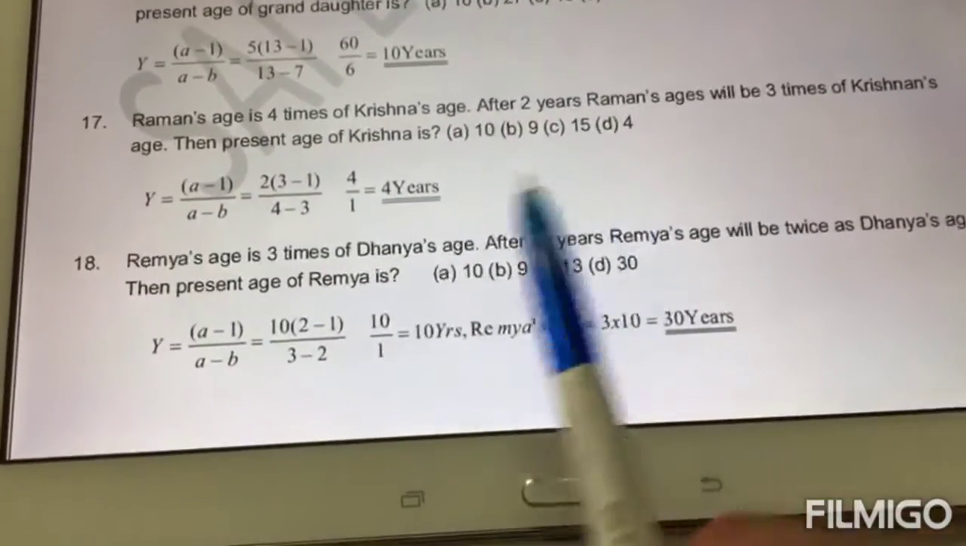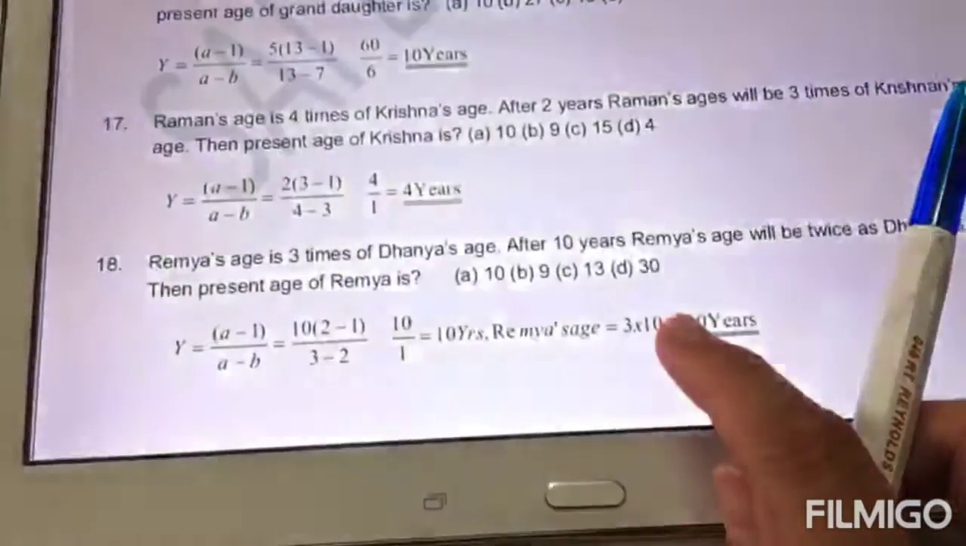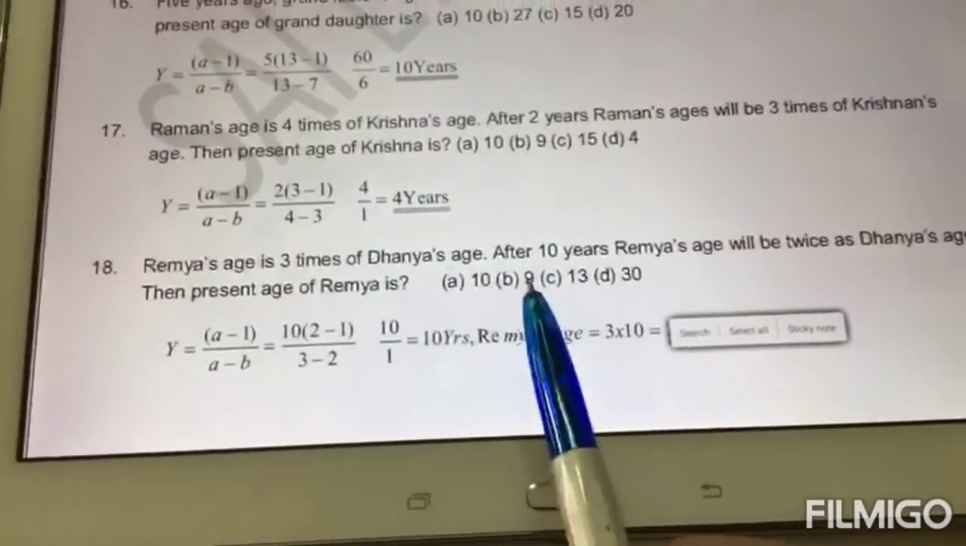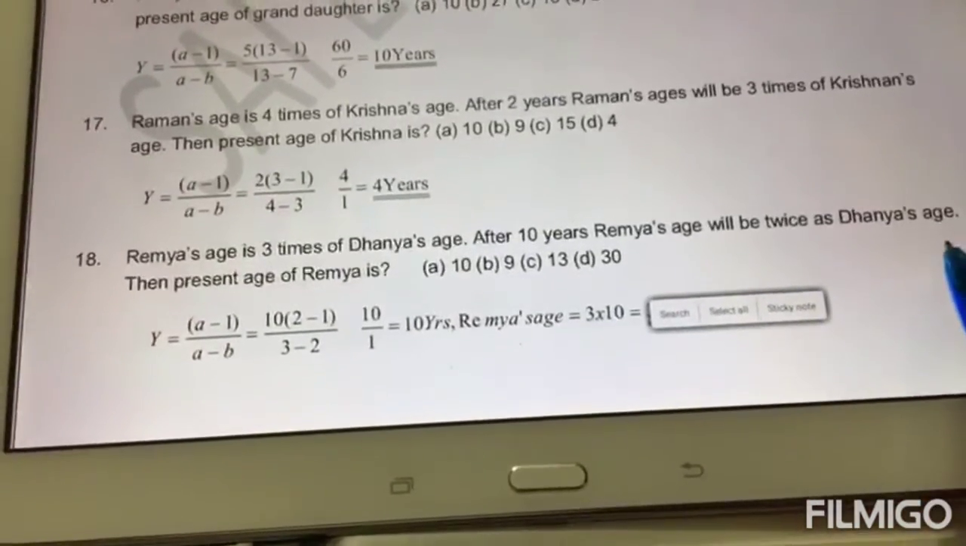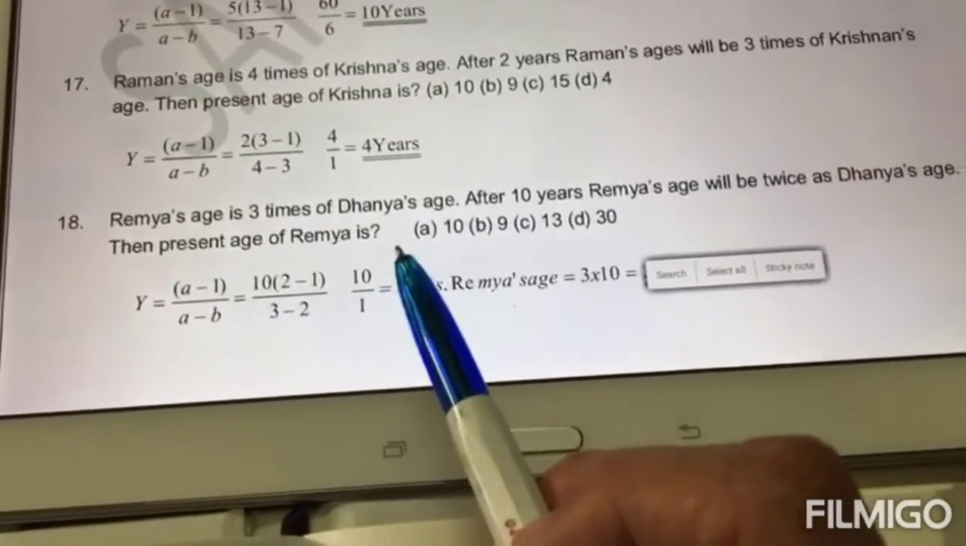Number 18. Ramya's age is 3 times Dhanya's age. After 10 years, Ramya's age will be twice Dhanya's age. Then the present age of Ramya is what?